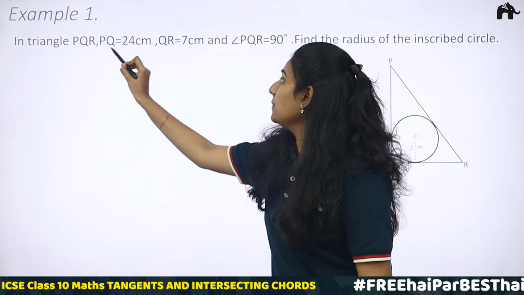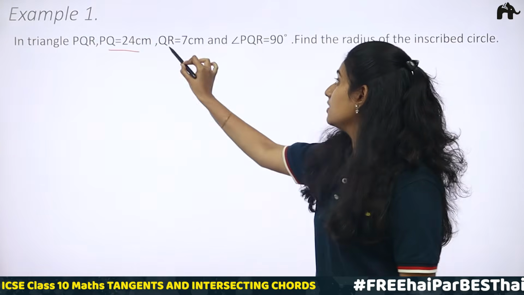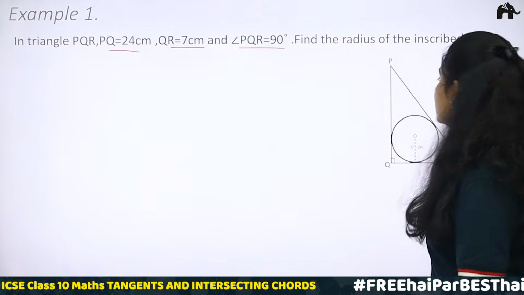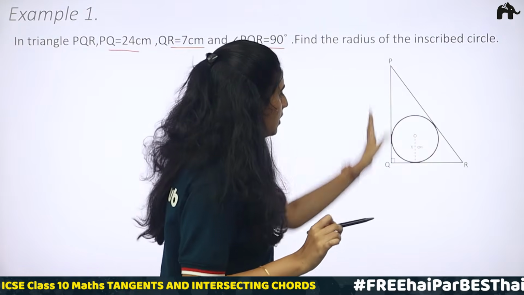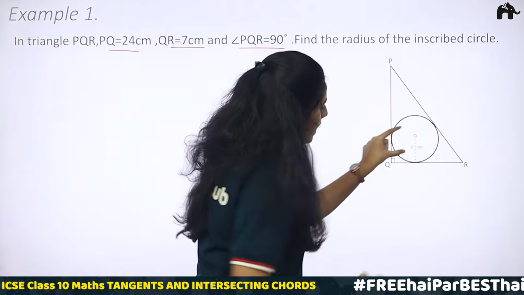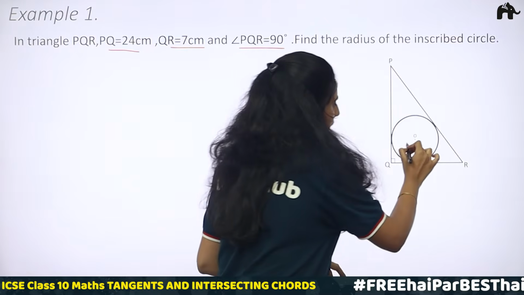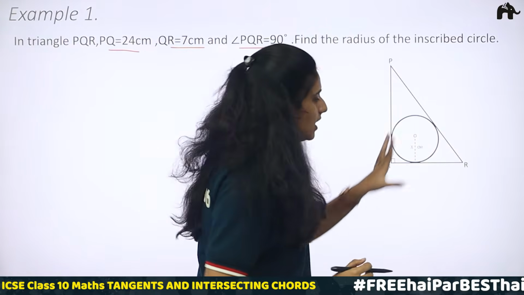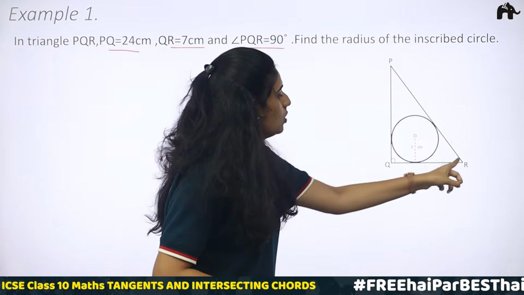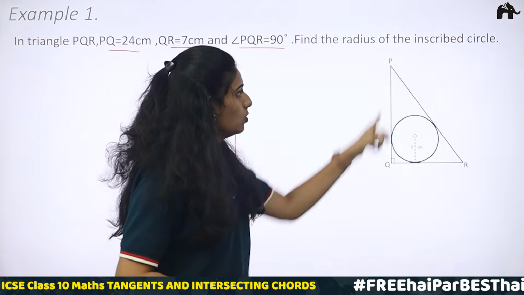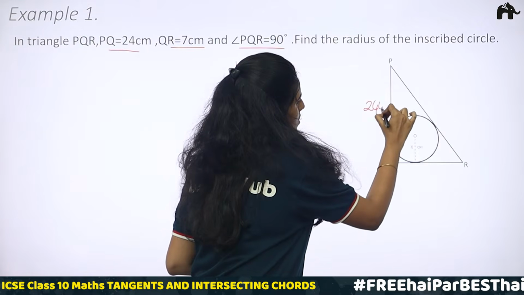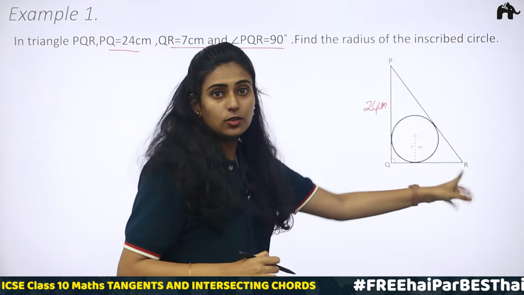In triangle PQR, PQ is equal to 24 centimeters, QR is equal to 7 centimeters and angle PQR is equal to 90 degrees. Find the radius of the inscribed circle. Here we have a triangle PQR and a circle is inscribed within the triangle. Okay. We have to find the length of the radius of the circle. I have taken the length as x. Okay. x is the radius of the circle. Now, when you consider this, it is given that angle PQR is 90 degrees and the measure of side PQ of the right triangle is 24 centimeters. This length is 24 centimeters and QR is equal to 7 centimeters.